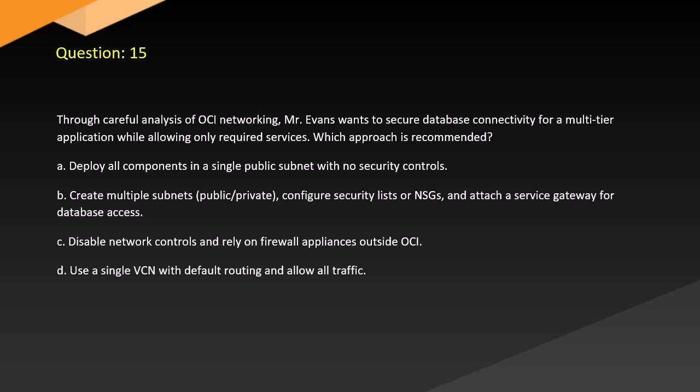Question 15. Through careful analysis of OCI networking, Mr. Evans wants to secure database connectivity for a multi-tier application while allowing only required services. Which approach is recommended? A. Deploy all components in a single public subnet with no security controls. B. Create multiple subnets, public and private, configure security lists and NSGs, and attach a service gateway for database access. C. Disable network controls and rely on firewall appliances outside OCI. D. Use a single VCN with default routing and allow all traffic.